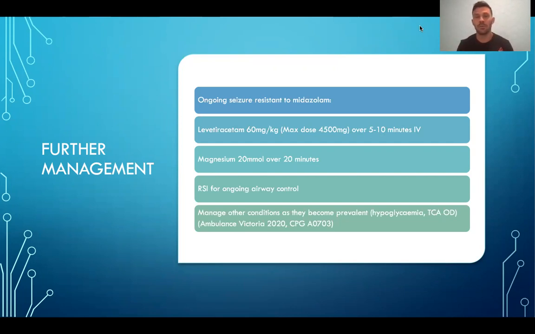With RSI, we do have to think about our ongoing sedation. So as we spoke about before, that fentanyl midaz infusion, we may need to look at getting some vasopressor therapy if they have a reaction to the actual sedation or the paralytic.